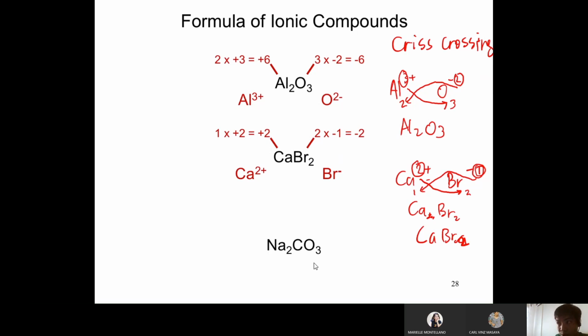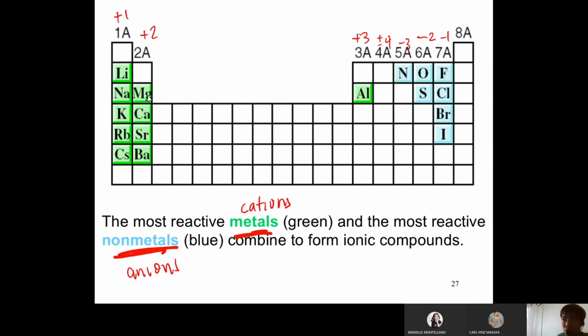Bago tayo pumunta dyan sa last one, polyatomic ion to. Bago tayo pumunta dyan, try natin to. MgO. Ayan. Magnesium oxide. Check natin kung tama yung formula na yan. Okay, so tingin tayo dito sa table. Si magnesium, usually, positive 2 yung charge niya.